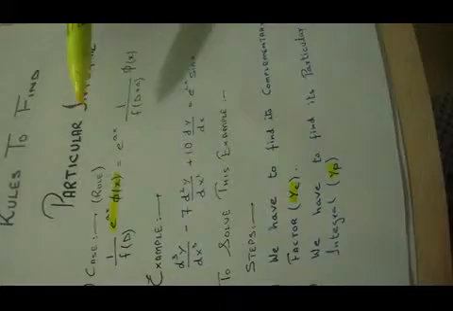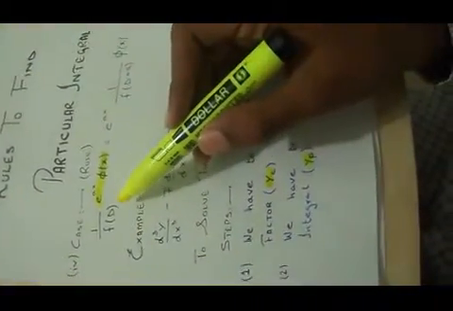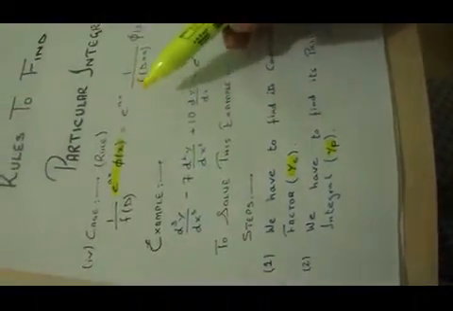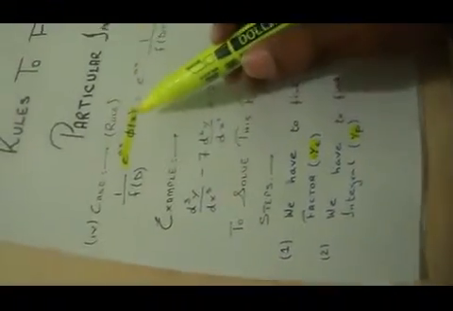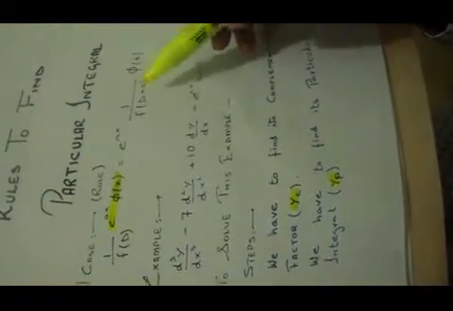Now, there are some rules to find particular integral, but today our topic is case 4 or rule number 4. Whenever in any question your f(x) is equal to e^(ax) phi(x), then your yp should be 1 upon f(D) e^(ax) phi(x). Then you should apply this rule that 1 upon f(D) e^(ax) phi(x) is equal to e^(ax) 1 upon f(D plus a) phi(x). We will study it later.